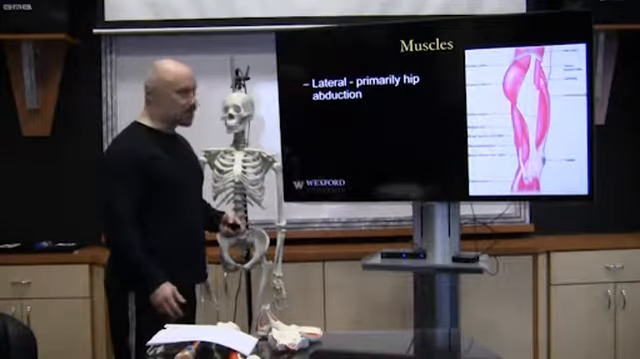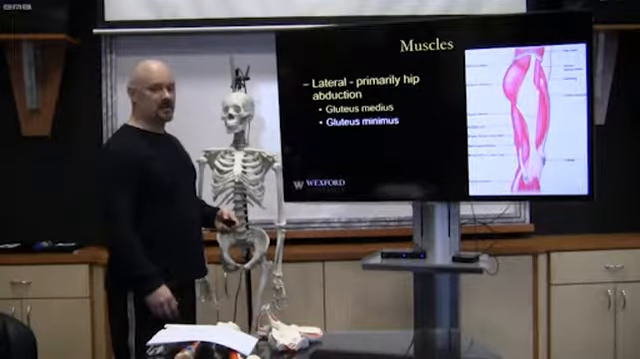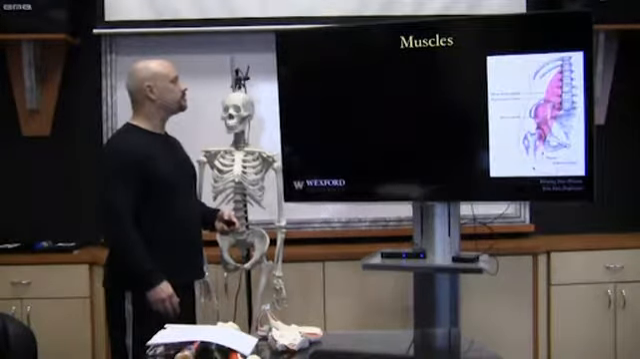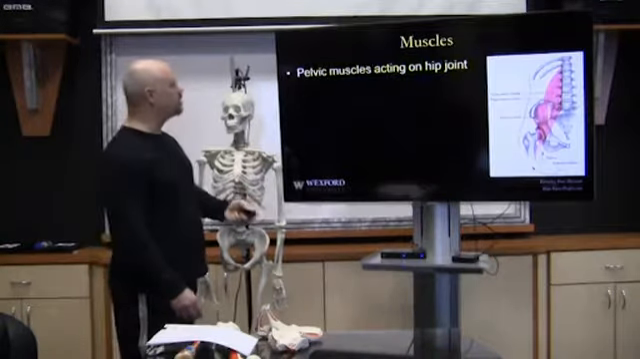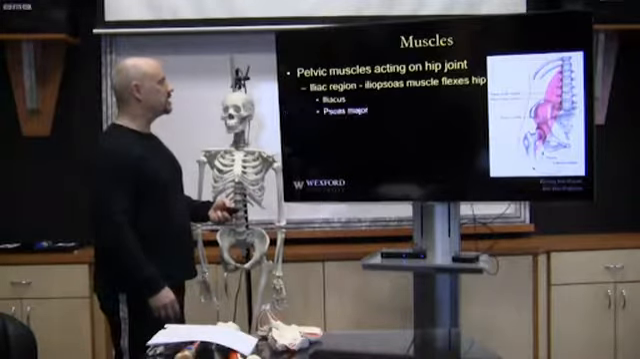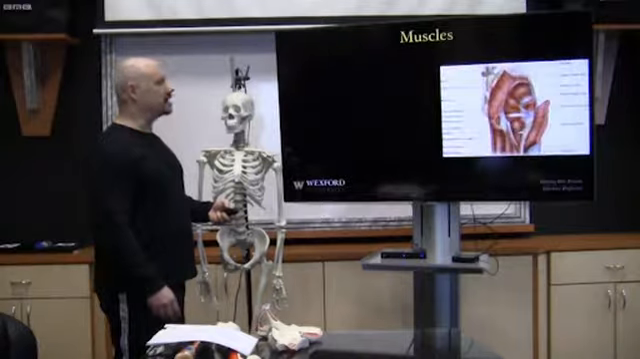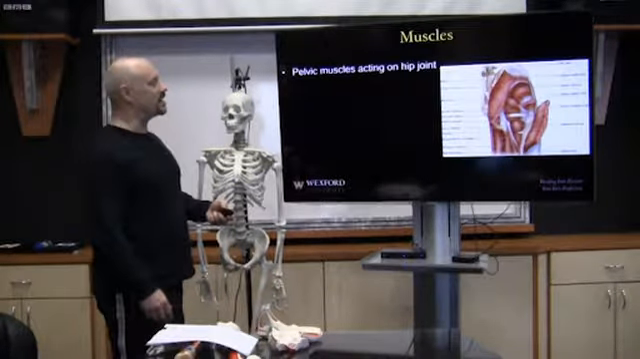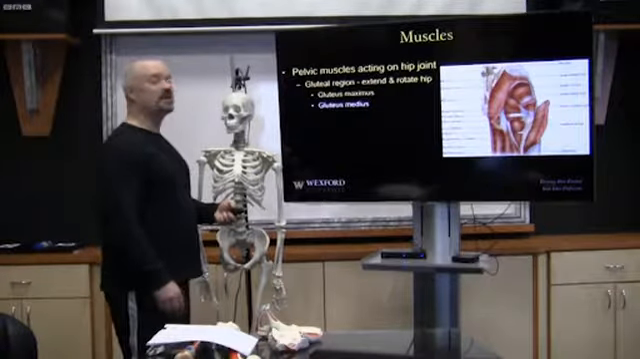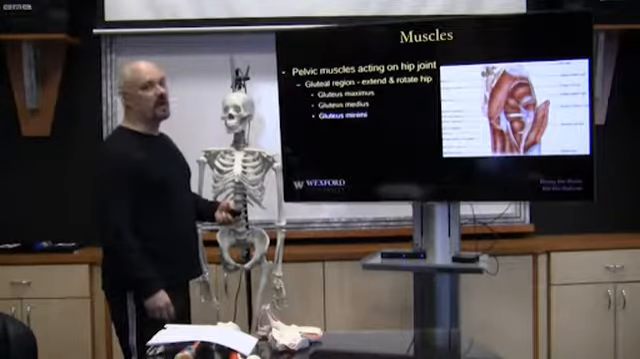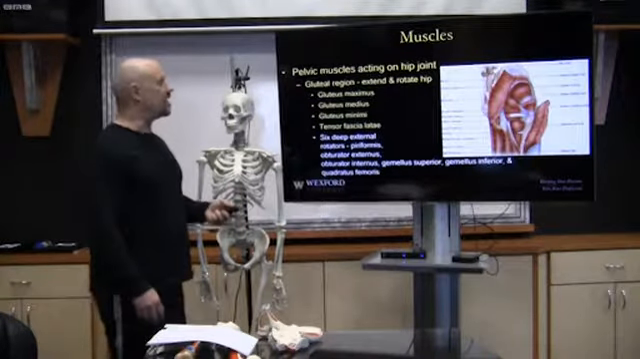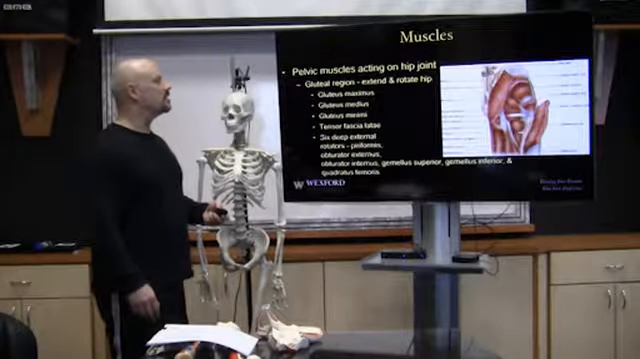Laterally, the primary hip abductors are the gluteus medius, gluteus minimus, and the external rotators, along with the tensor fasciae latae. The pelvic muscles acting on the hip joint are, in the iliac region, the iliopsoas muscles. They flex the hip. That's the iliacus, the psoas major, which in essence is the iliopsoas. Now the pelvic muscles acting on the hip joint, in the gluteal region, they extend and rotate the hip. Gluteus maximus, the gluteus medius, the gluteus minimus or minimi, the tensor fasciae latae, and all six deep external rotators. These are the muscles that act on the hip joint. They extend and rotate the hip.